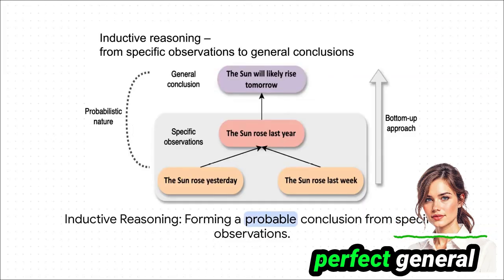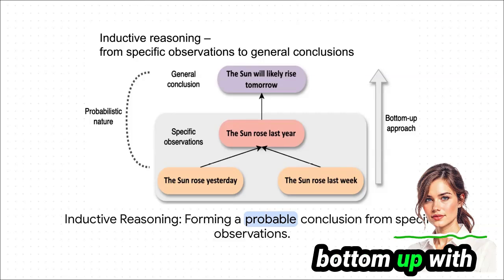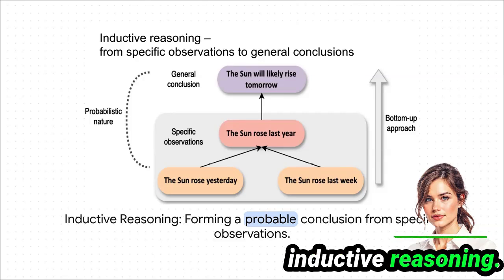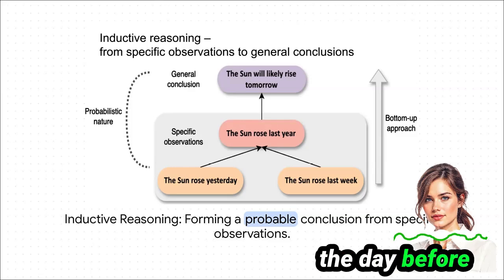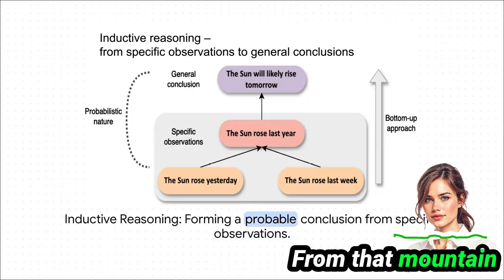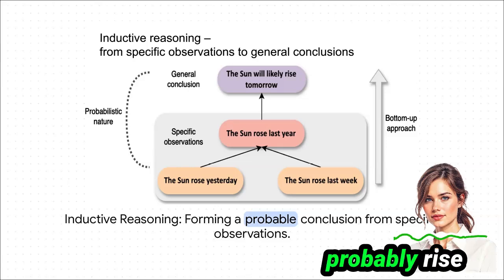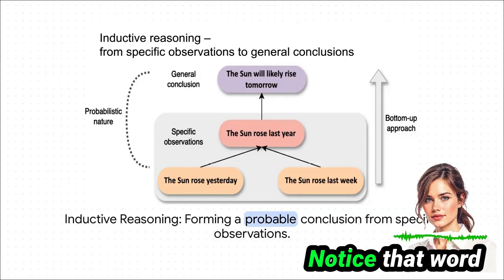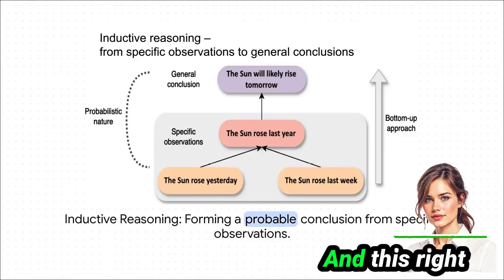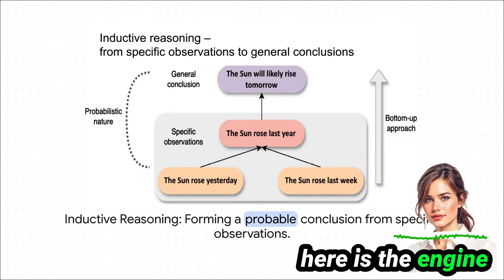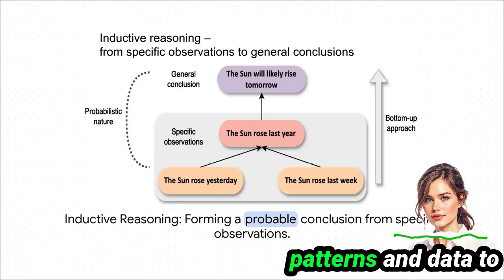But what if you don't have a perfect general rule to start with? Well, then you have to reason from the bottom up with inductive reasoning. The agent observes specifics. The sun rose yesterday and the day before and last year. From that mountain of evidence, it forms a general theory. The sun will probably rise tomorrow. And notice that word probably. It's not a guarantee, it's a probability. And this right here is the engine behind almost all of modern machine learning, finding patterns in data to predict the future.